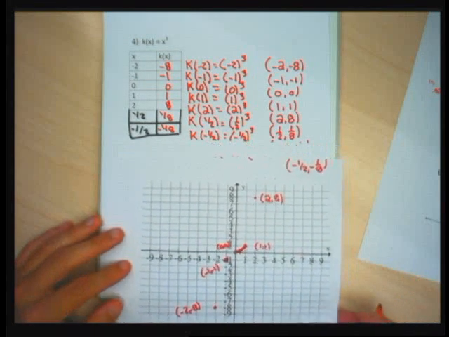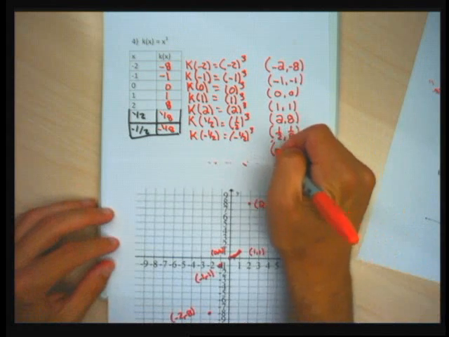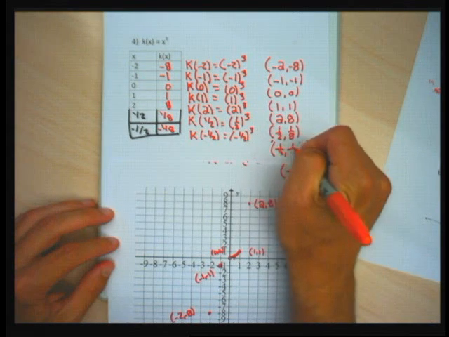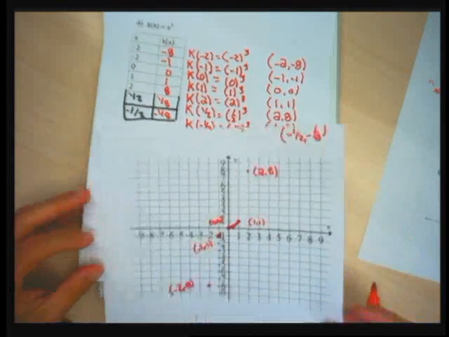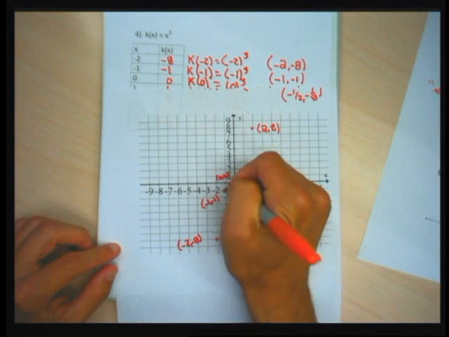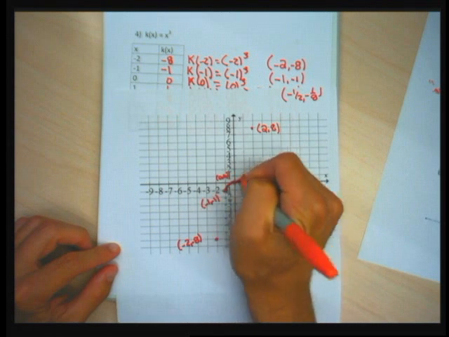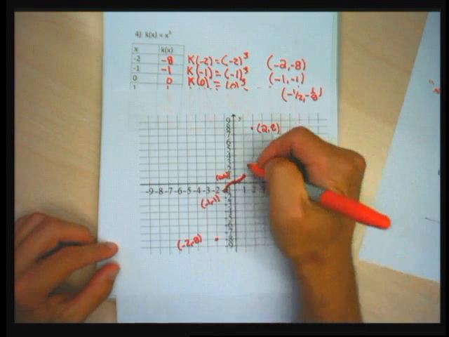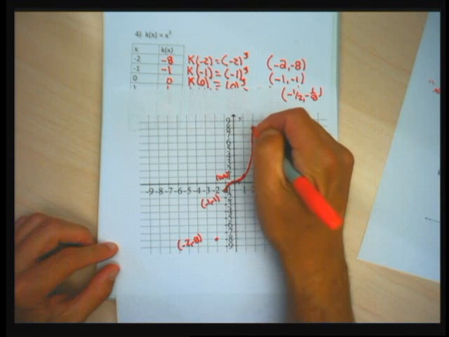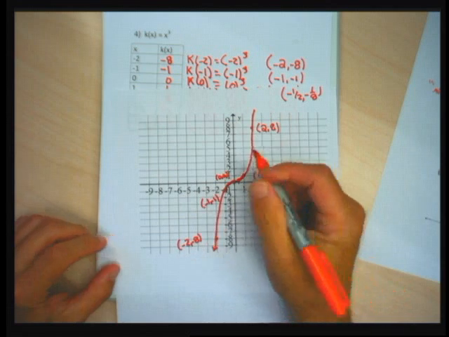Similarly, if I plot the point, I didn't even write it down, -1/2, -1/8, that point, I go left 1/2, down 1/8, and it's going to be kind of here, and this region between 0 and -1 is going to have that sort of bend, and then I'm going to connect through the points. And this is a really nice graph.